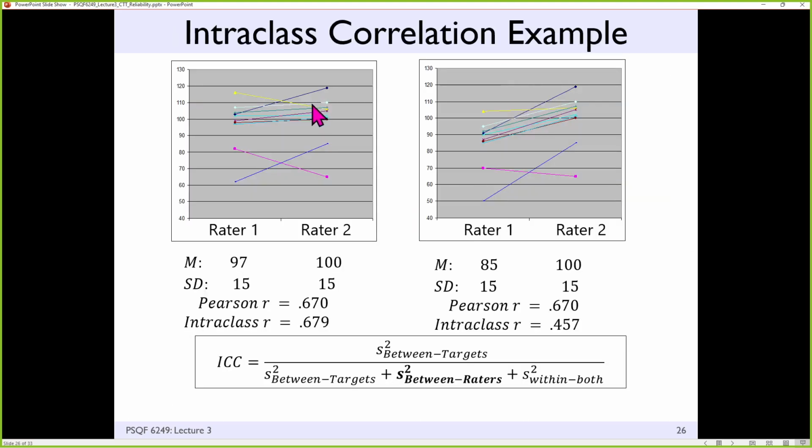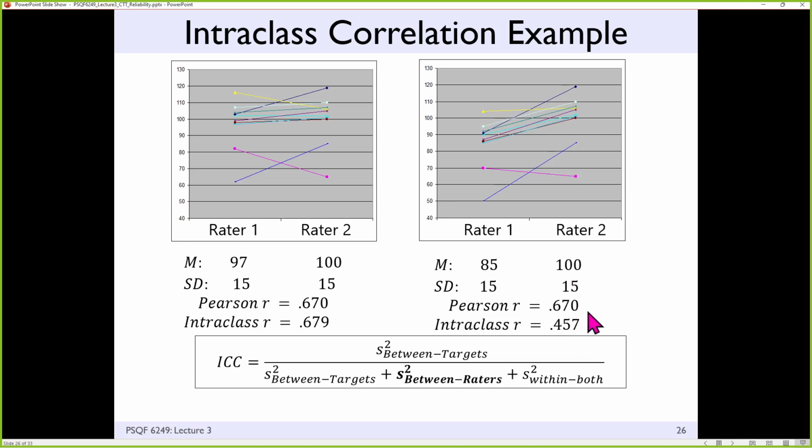Just as a quick example, if I have two different types of data here, rater 1 and rater 2, on the first side here, they have roughly the same means and the same standard deviations across their scores. In that case, Pearson's correlation and an intra-class correlation are going to be about the same. But to the extent that the raters differ systematically, so in this picture on the right, the second person thought everybody was higher on average. Their scores were higher. And Pearson correlation and intra-class correlation diverge.